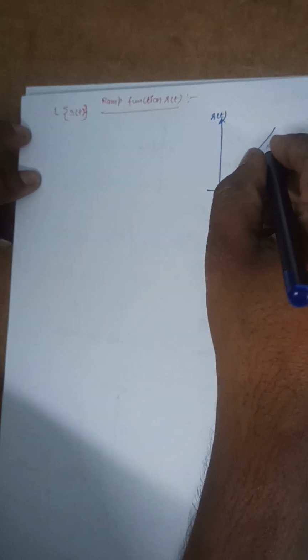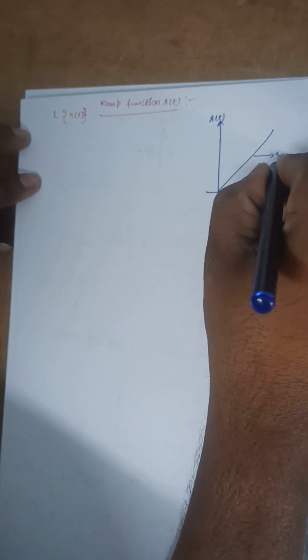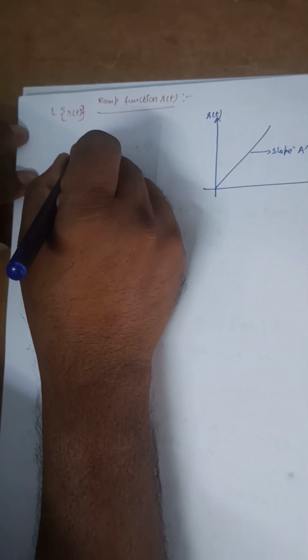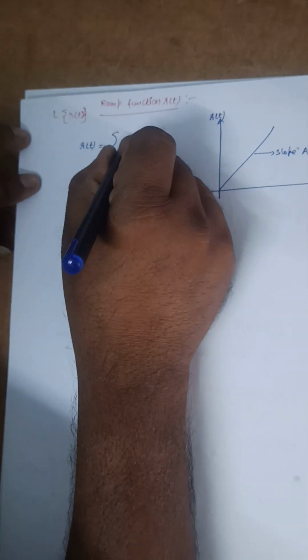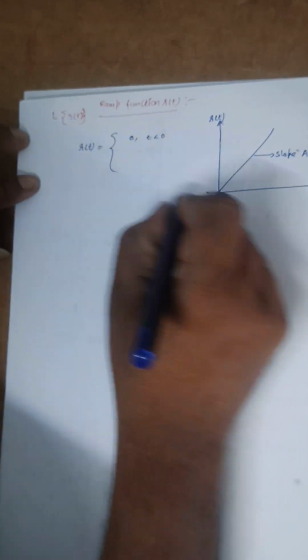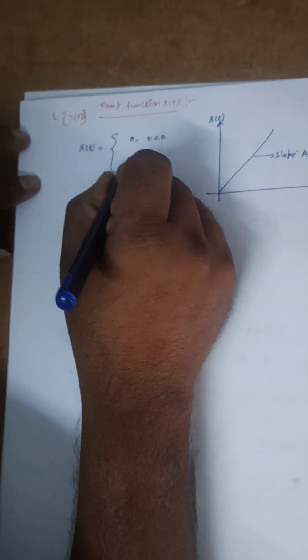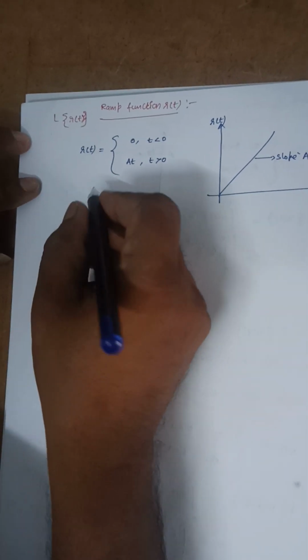So the slope of this curve is a. A is the slope of this curve. Now r of t can be defined as equal to 0 for t less than 0. For t greater than 0 it is a straight line equation, and that equation is at. So we can define this ramp function like this.